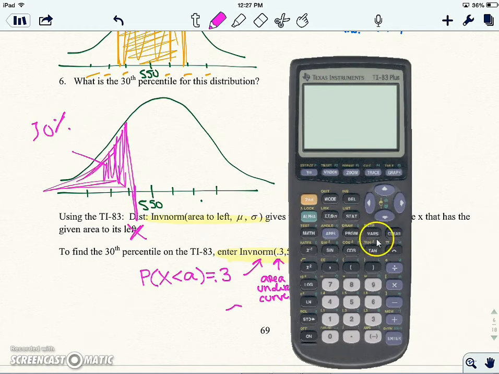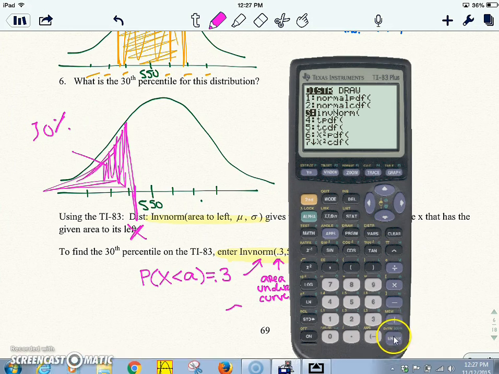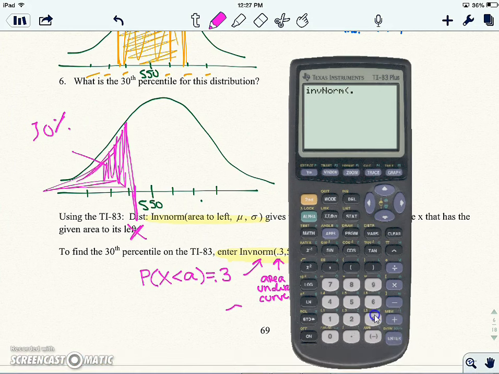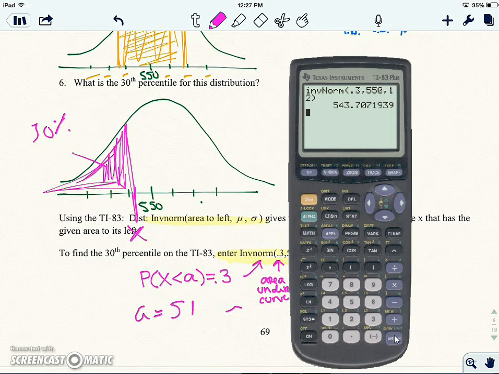So second, distribute. This is that inverse norm. We're doing it backwards. The first thing is the percent, comma, 550 is my average, the standard deviation of 12, and about 543, so I guessed well. So the answer to that is A equals 543.7 M&Ms. Now you could round that to 544, but for accuracy's sake, we'll leave it at 543.7 M&Ms if we were going to plug it back in.